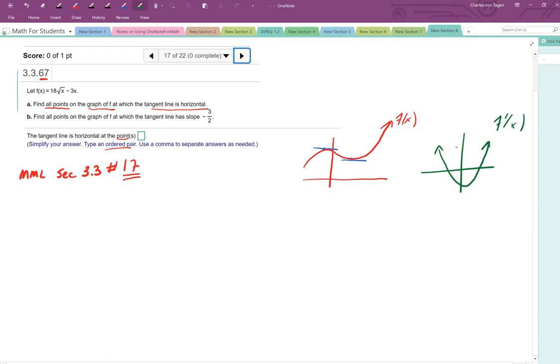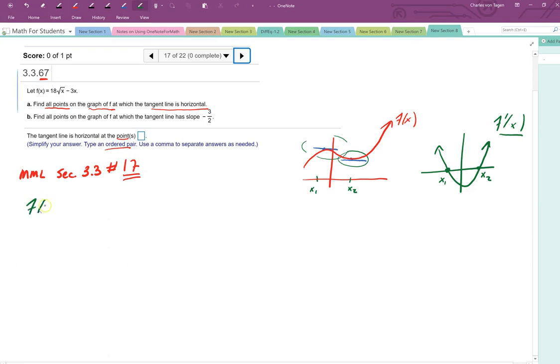So notice that the places where f has horizontal tangent lines will be precisely the places where the derivative is 0. So rather than working with the graph of f and asking where it has horizontal tangent lines, we're going to find the derivative of f and then set it equal to 0 to find its x-intercepts. So that's our strategy. Let's get started.